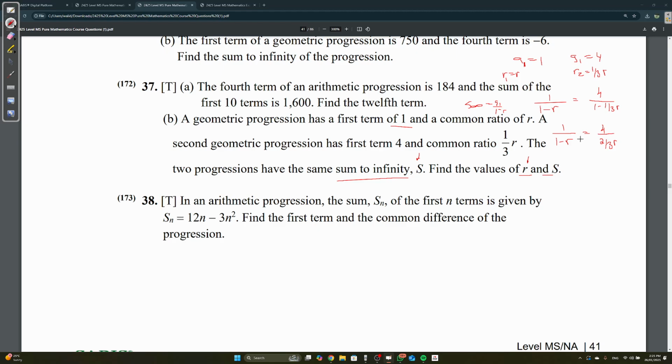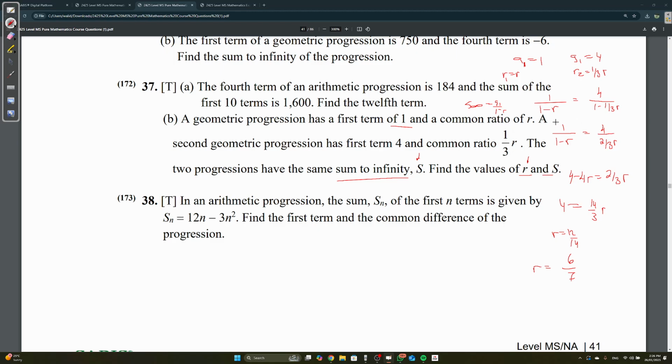Okay, let's cross multiply. 4 times 1 minus r is going to be 4 minus 4r, equal to 2 over 3r. Can we find r? Very easy. Take 4r to the other side. You're going to get 4 is equal to 2 over 3 plus 4, which is 14 over 3r. r is going to be equal to 12 divided by 14. Just solve this, 4 times 3 divided by 14. So r is equal to 12 over 14, which is 6 over 7.